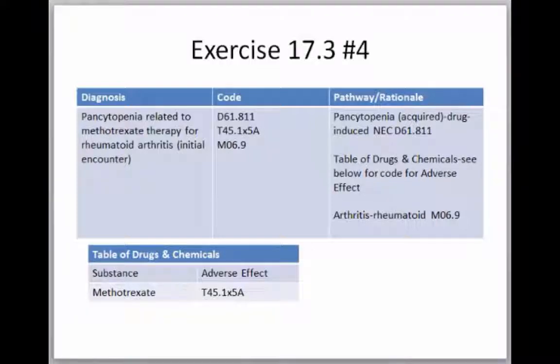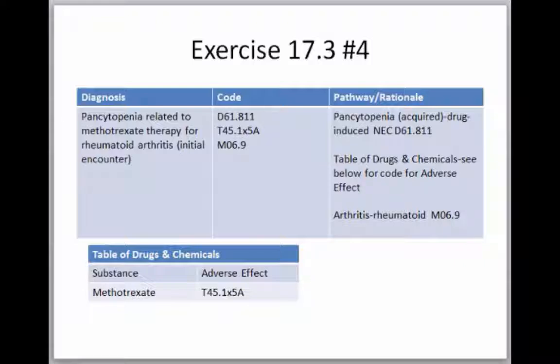So let's look at another exercise. This would be exercise 17.3, number 4, pancytopenia related to methotrexate therapy for rheumatoid arthritis, initial encounter. Just as a clarification, or maybe something you don't know, if a patient is taking a medication as prescribed, that's an adverse effect. If a patient were taking more of something than they should be, than was prescribed, that is a poisoning. And if the patient is not taking as much as was prescribed, that's an underdosing. So those are three different columns under the T codes that we need to be mindful of.